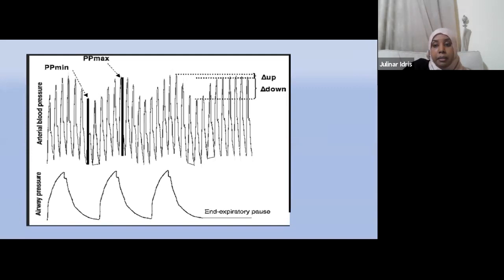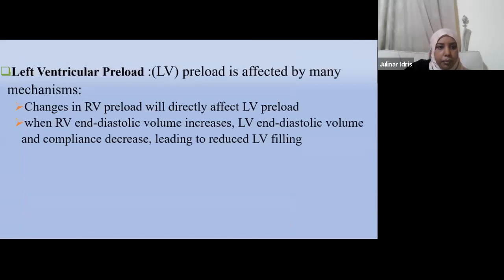Another fact is that in preload independent hearts, such as with congestive heart failure, positive pressure inspiration will result in an increase in systolic blood pressure due to decrease in the left ventricle afterload, as we said in the previous slide. If we are talking about left ventricle preload, it is mainly affected by right ventricle preload. When the RV end diastolic volume increases, the left end diastolic volume and compliance will decrease, leading to reduced LV filling.